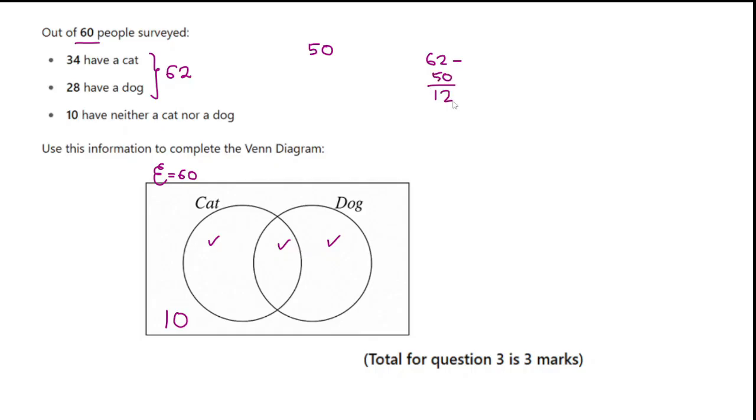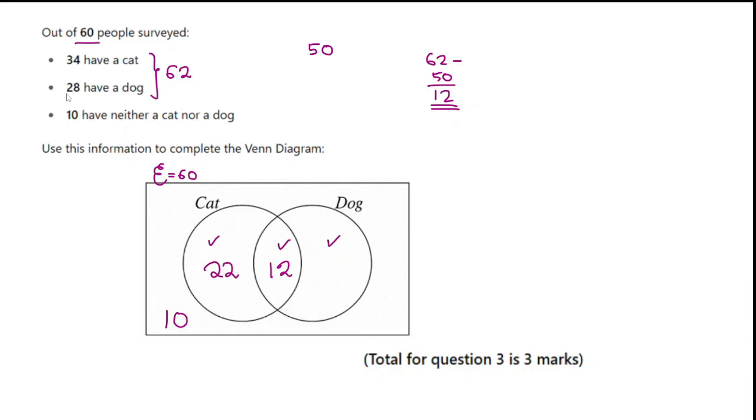That means there's 12 extra. So that must be the overlap. So let's put 12 here. Now, 34 have a cat. So these two regions should add up to 34, but this one here is 12. 34 take away 12 is 22.